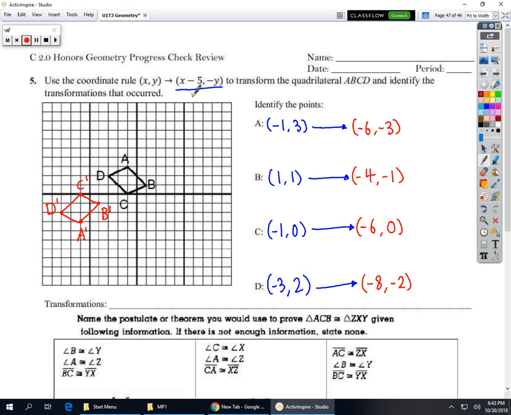On your transformations, you're going to write reflection. Sorry about the noise. Reflection over x-axis. And translation left 5 units. All right, awesome.